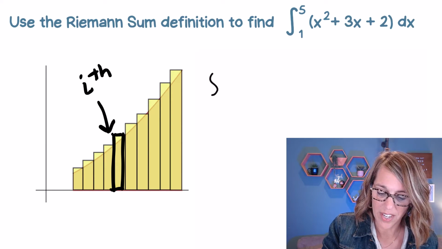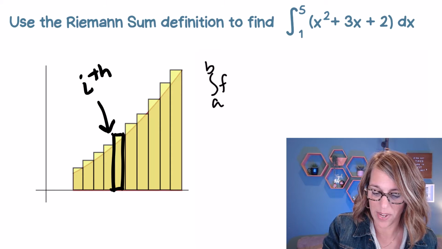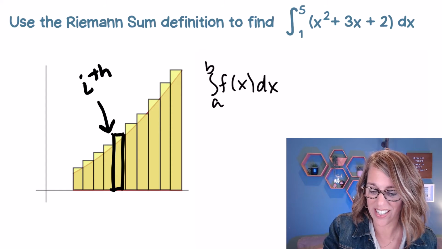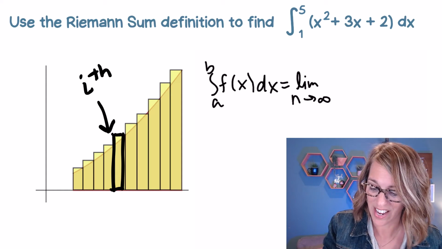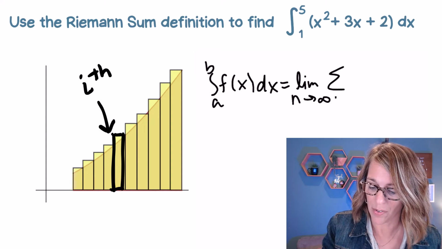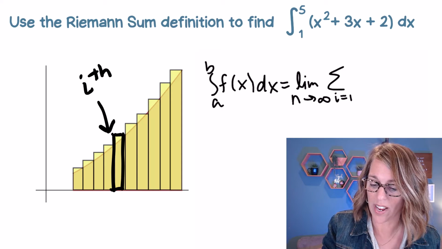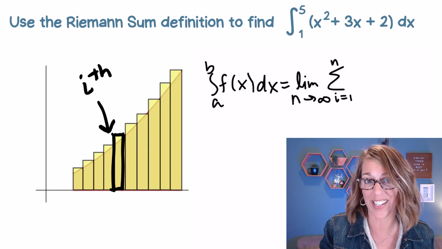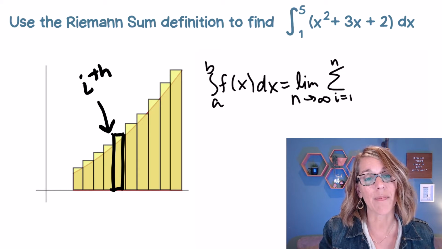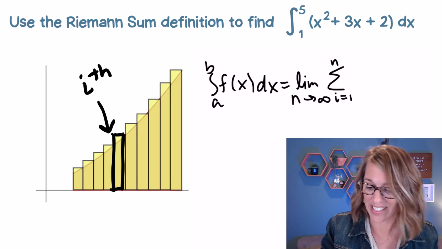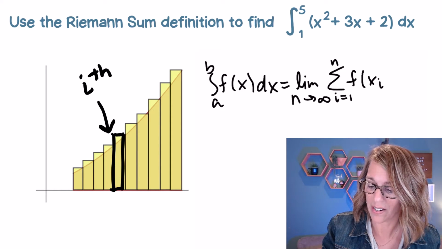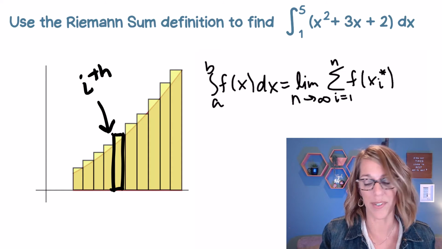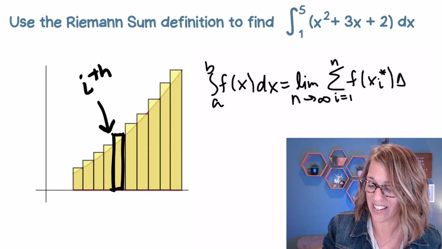The definition of the integral looks like this. So the integral from a to b of f of x dx is equal to a limit. So the limit as n goes to infinity. This is what gives us our infinitely many rectangles. And we are going to sum up the areas of those rectangles. So i goes from 1 to n. i counts our rectangles, and then we want the area, which is going to be a width times a height. Our height is the function value f of x, but that's going to be at f of x sub i, and I'm going to put a little star there for a sample point, and then delta x.